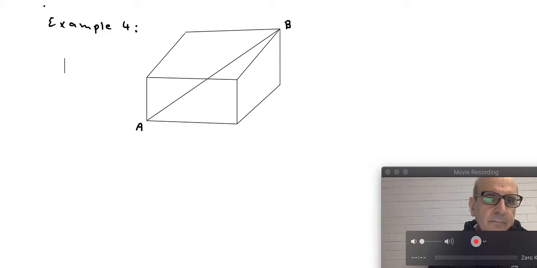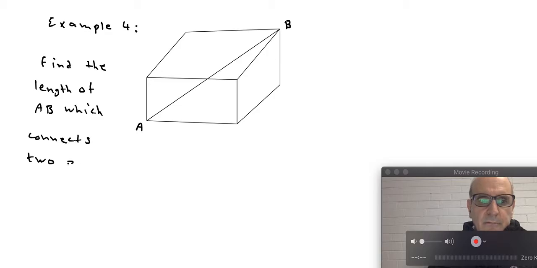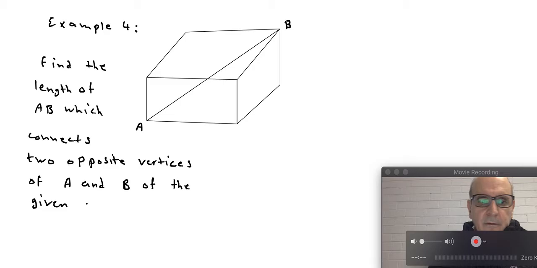So basically, find the length of AB, which connects two opposite vertices, A and B, of the given rectangular prism.